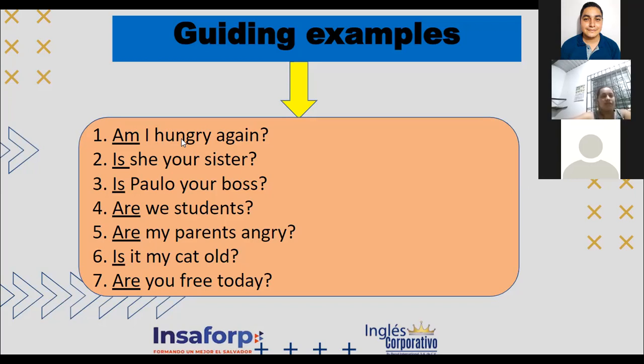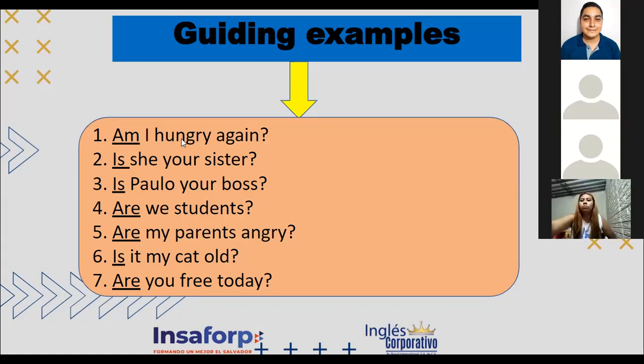Number two. Is she your sister? Correct. Number three. Is Paulo your boss? All right. Number four. Are we a student? Okay. Number five. Are my parents angry? Good. Number six. Is it my cat? And number seven. Are you free today? ¿Estás libre hoy? Okay.